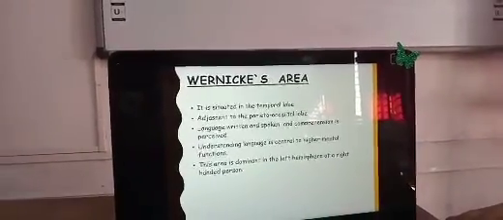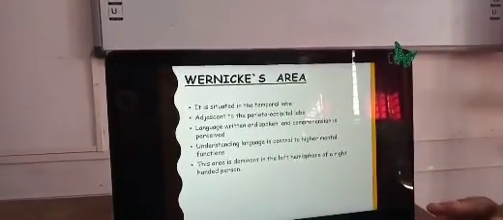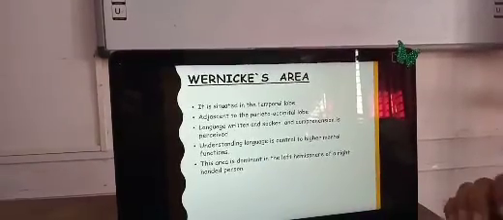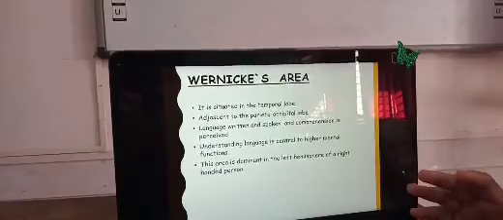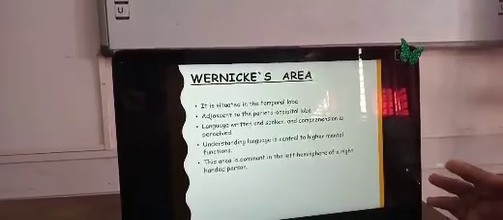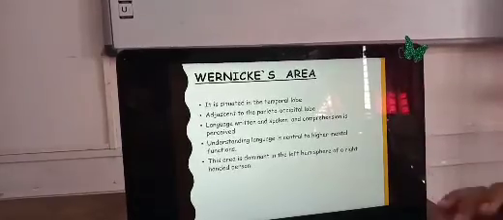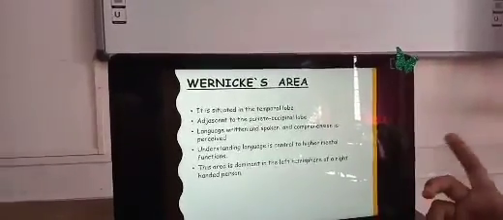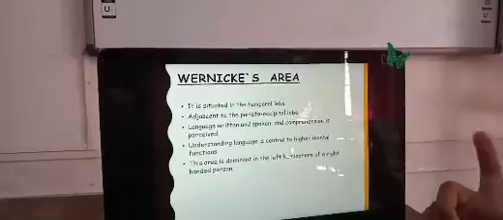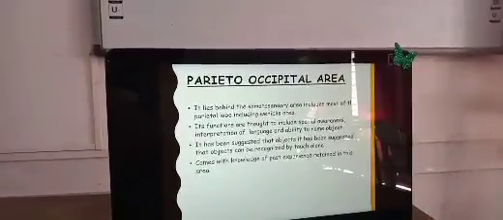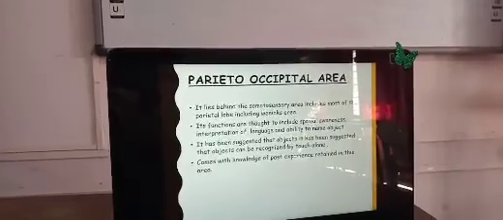If anybody has a problem with the left side, people will have problems on their right, especially if the person is right-handed, and if he's got hurt on the left side of his head, he might have a problem with his Wernicke's area. So when he has a problem like that, he'll have problems in writing, in understanding, and also in speaking. Now there is another area called the parietal occipital area.